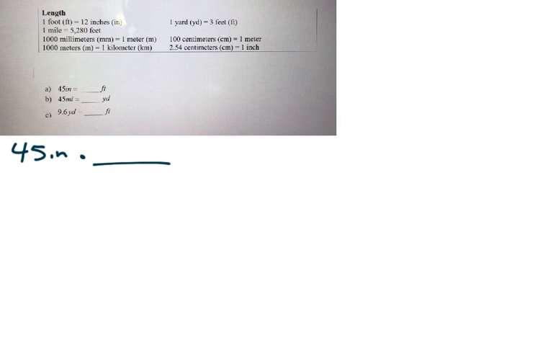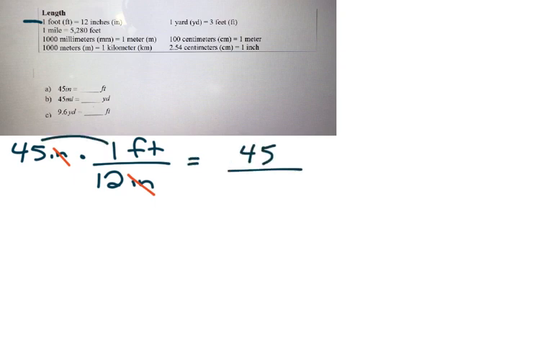So we look up in our chart here, and we have 1 foot is 12 inches. So we're going to put the 12 inches in the denominator here and the 1 foot here. And that's because we want to be able to cross out our inches so that we end up with only feet. Numerator times numerator is 45. Denominator times denominator, we can put a 1 in that denominator, is 12.